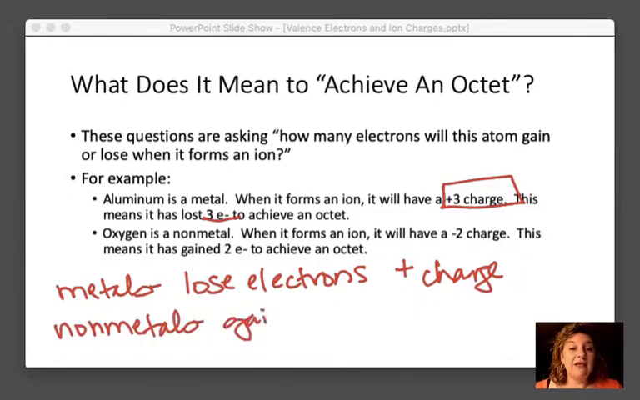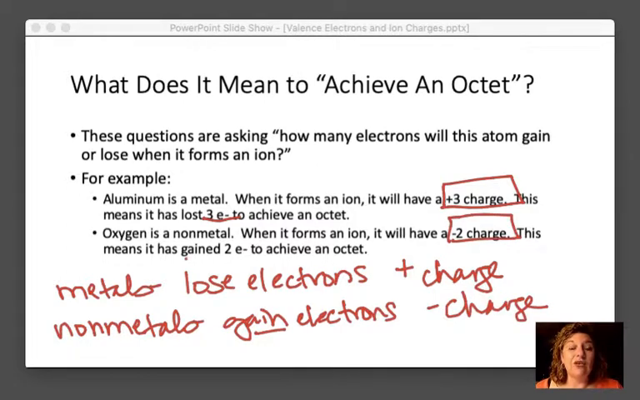Now, nonmetals, on the other hand, they're going to gain electrons. Nonmetals gain electrons, okay? And they're always going to make a negative charge. Now, again, you can't just say negative. You have to say what kind of negative? This is -2 because it's gained 2 electrons.